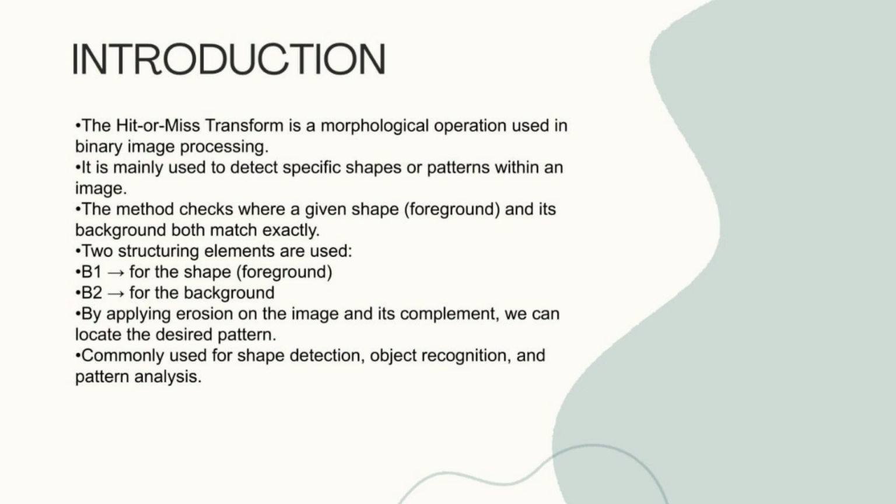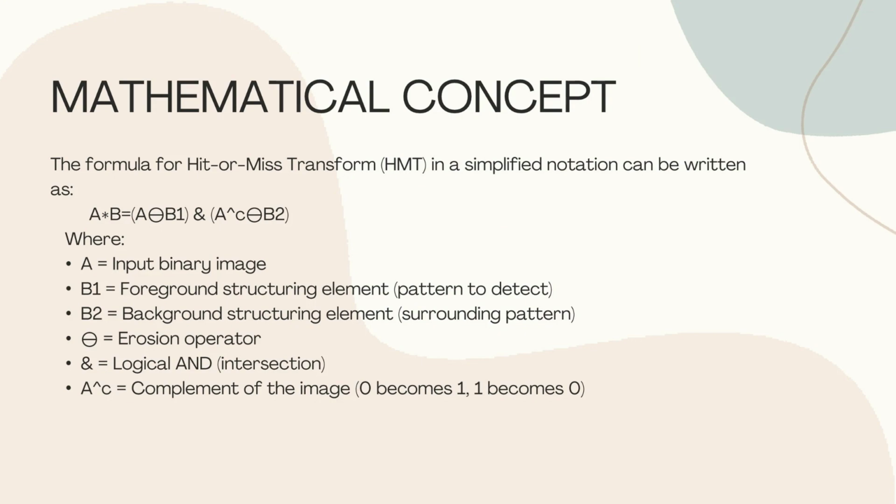the desired shape. The hit or miss transform is a method used in image processing to find a particular shape or pattern inside a binary image. Mathematically, it is written as A circled times (B1, B2) equals A erosion B1 intersection A complement erosion B2. Here, A is our input image and A complement is its complement. B1 is the structuring element that matches the object or shape we want to detect, and B2 represents the background around that shape. We first erode the image A with B1, and then erode the complement of A with B2. Finally, we take the intersection of both results. The common points show where the exact pattern exists in the image.